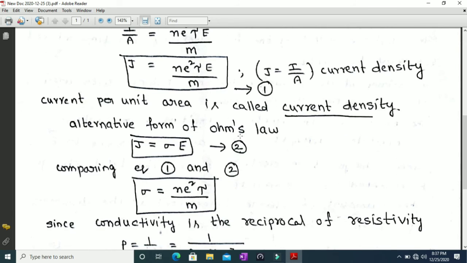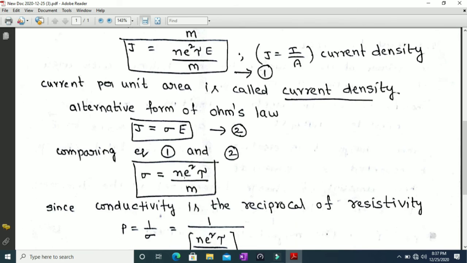If you compare equations 1 and 2, both are current density equations. In place of sigma in the second equation, in the first equation n e square tau by m is there, and E is there in both equations. So in place of sigma we can find n e square tau by m. This is the expression for conductivity sigma.